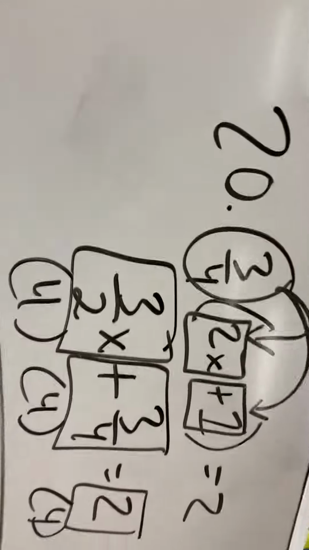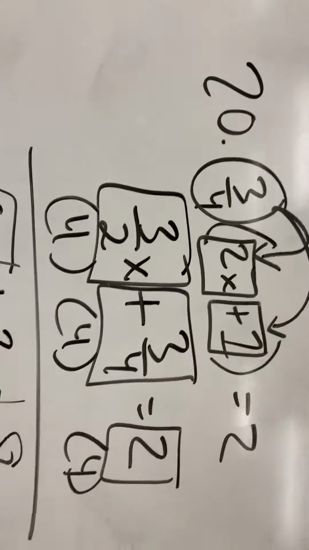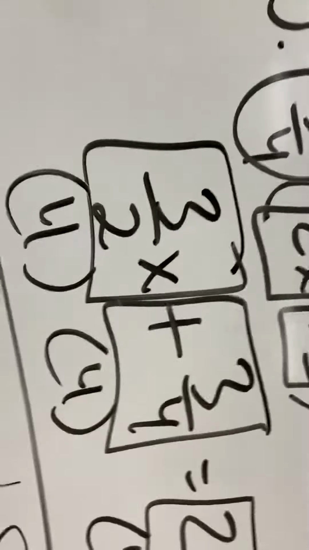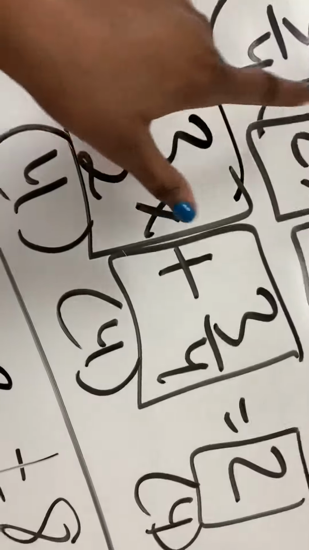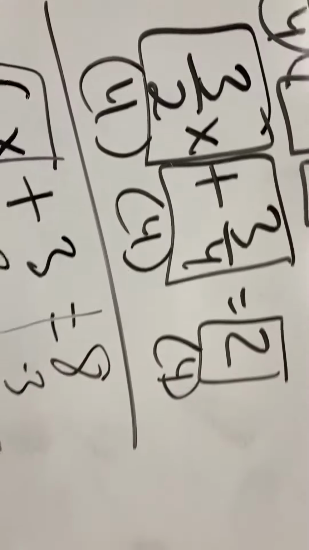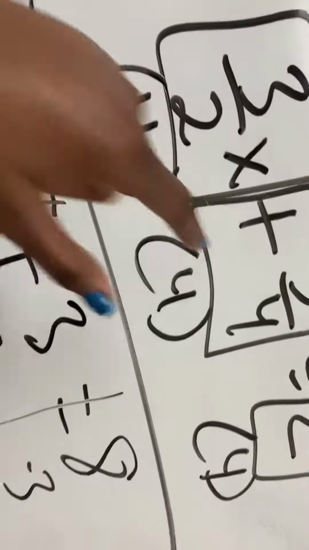On the last one over here, you have parentheses. So you have to use the distributive property, which means to multiply. So I multiply 3/4 times 2x, 3/4 times 1, because that's what's touching my parentheses. So after I do that, my new equation is 3/2 x plus 3/4 is equal to 2. Again, you need an LCM between these two denominators.